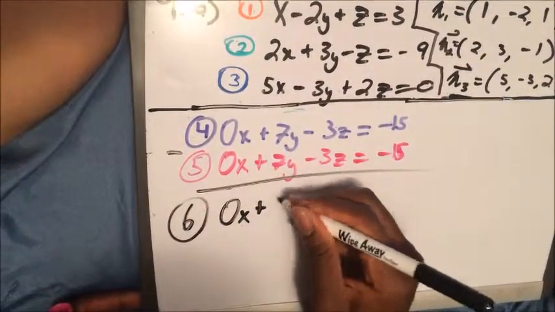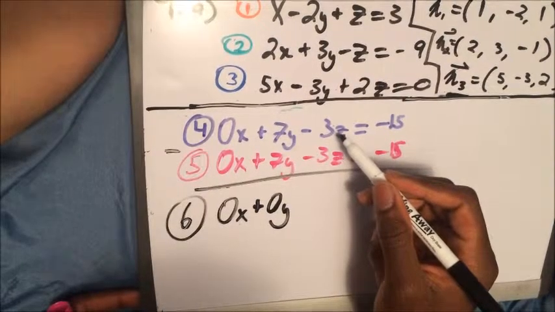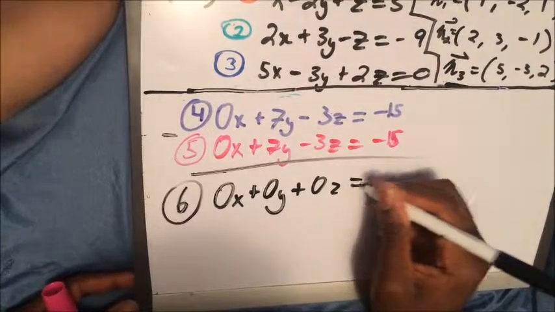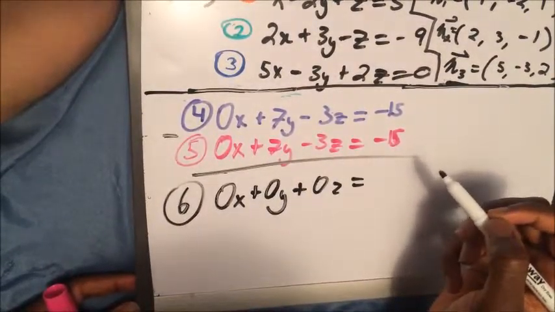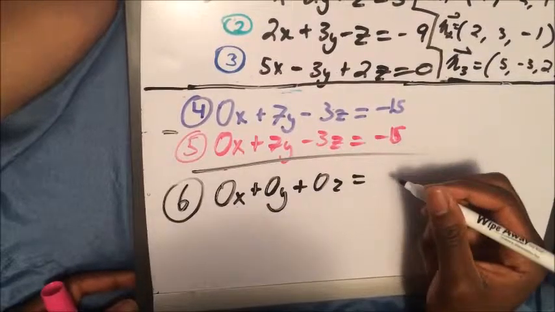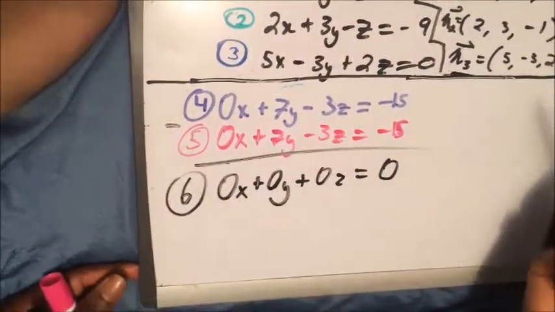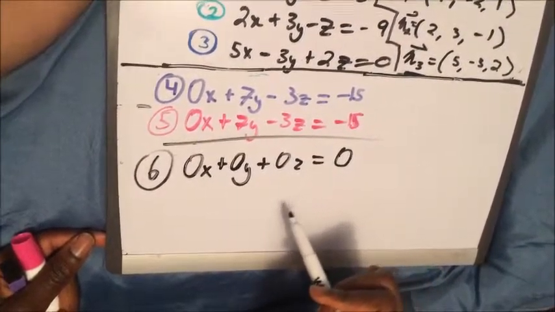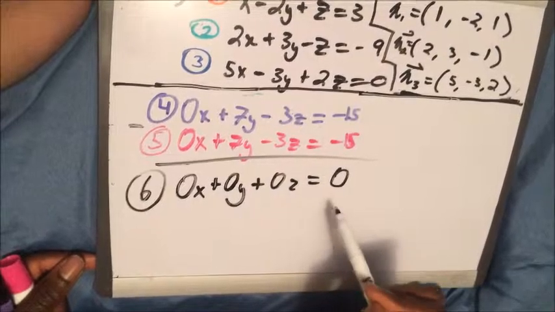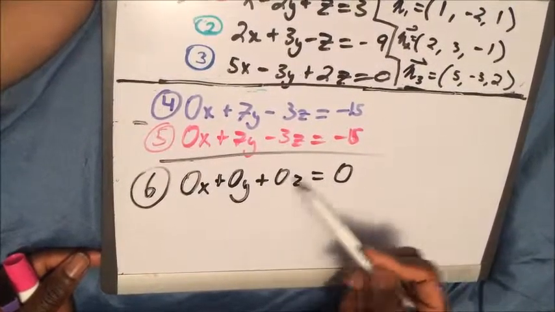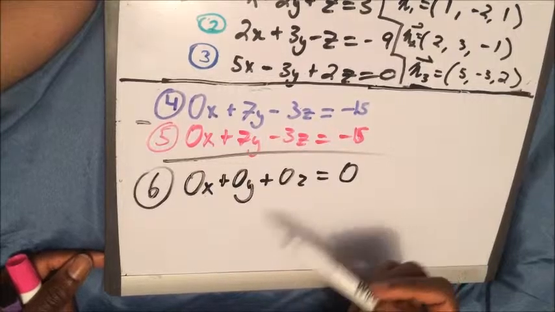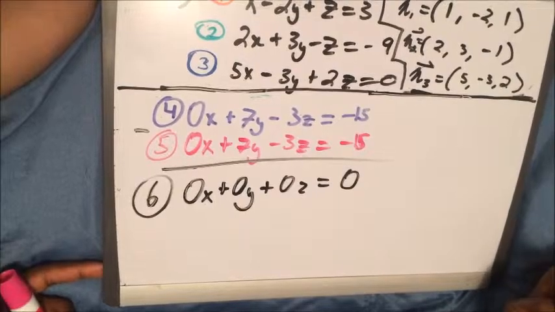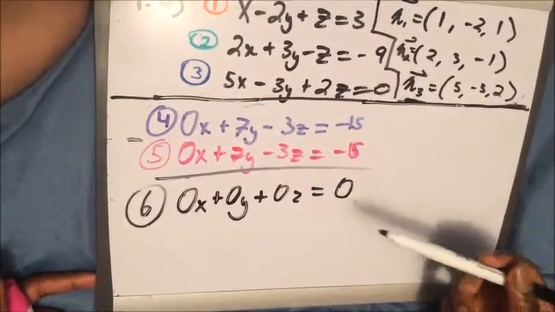7 take away 7, 0y. Negative 3 take away negative 3, which is negative 3 plus 3, which is 0z. And negative 15 take away negative 15, which is negative 15 plus 15, which is 0. So we have this final equation, and this means 0x plus 0y plus 0z equals 0. Well, they're all zeros. The coefficients to all the variables are 0, so that means x, y, and z can be anything. There's an unlimited amount of possibilities to give us 0.